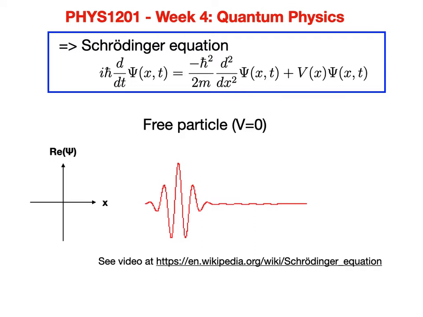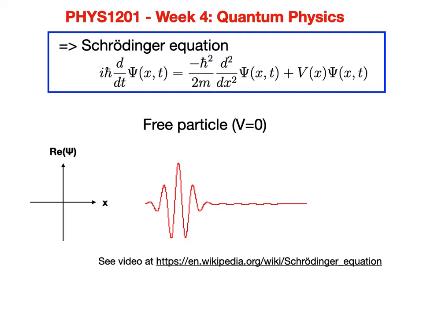We obtained a wave equation for the amplitude of probability to find a particle at some position x. That's the Schrodinger equation. We didn't solve the Schrodinger equation or use it because that's beyond the scope for this course. However, here is an example of a solution of the Schrodinger equation for a free particle.